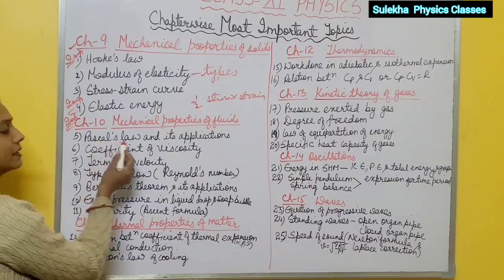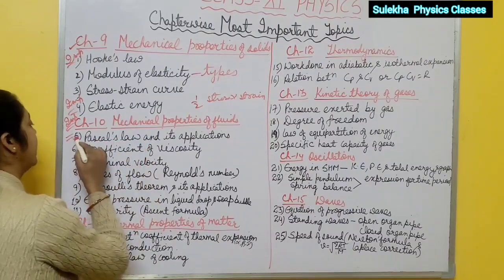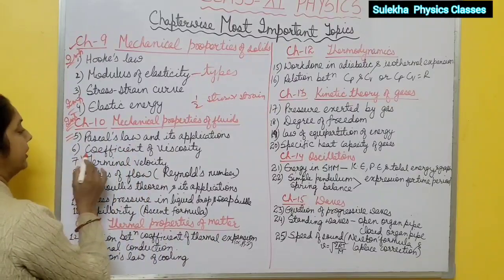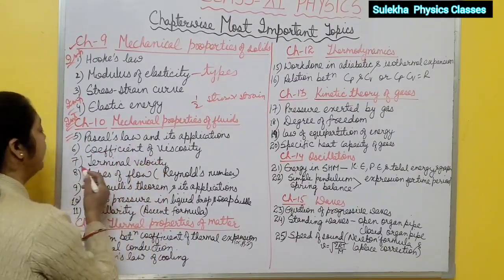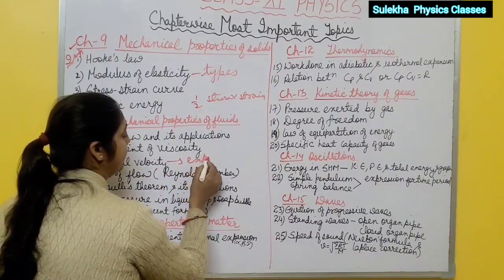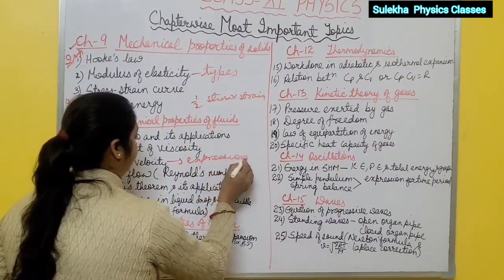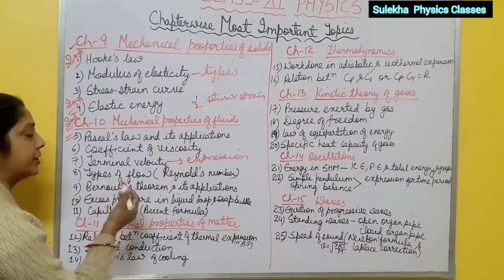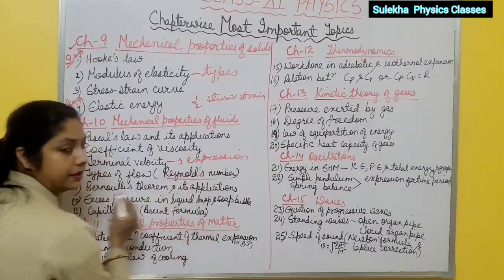First one is Pascal's law and its applications. Applications like hydraulic brake, hydraulic lift, both applications are important. Then coefficient of viscosity. Then next one is terminal velocity. You have to derive expression for terminal velocity. It's important. Then types of flow and how you can differentiate types of flow on the basis of Reynolds number. This one is also important.